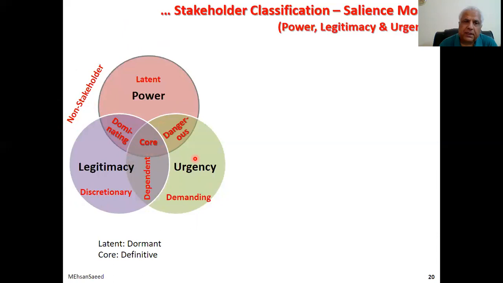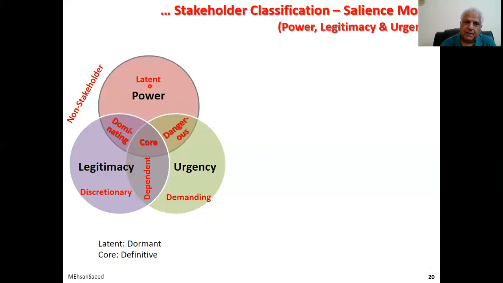So here is the, by the way, latent. This is referred to as latent. That means it has the power, but it is not exercising that power. He's not seeking any information from you. So we call or we refer to these stakeholders as latent. So they are, as they say, harmless stakeholders. Though they have power, they are not bothering you. It is just like if you are going in the jungle and there is a sher. So long as you do not provoke the sher, he is not going to harm you.